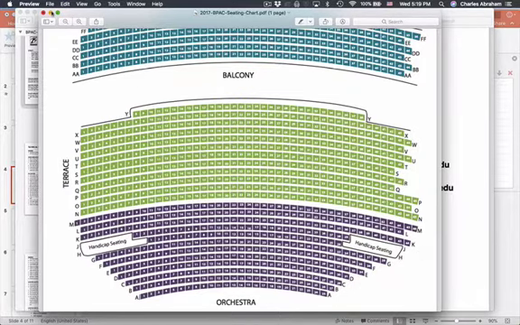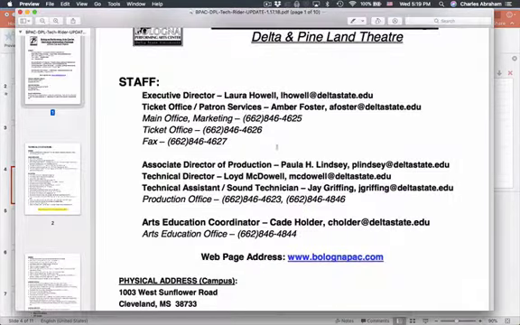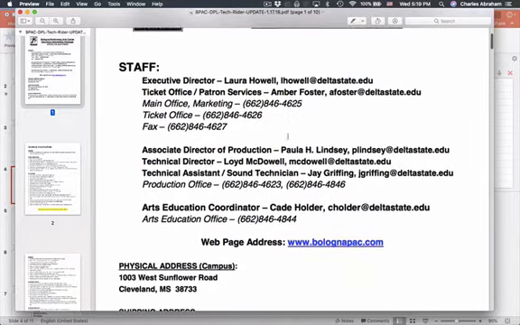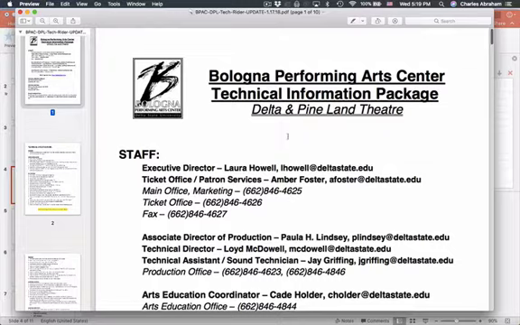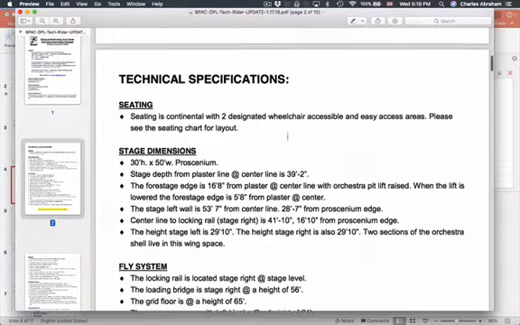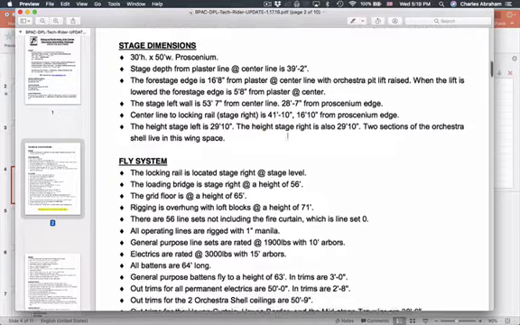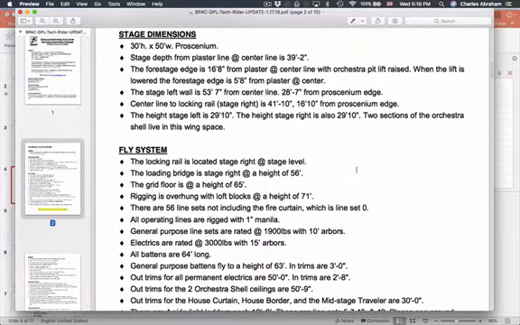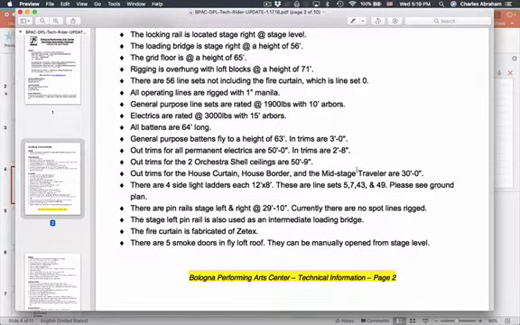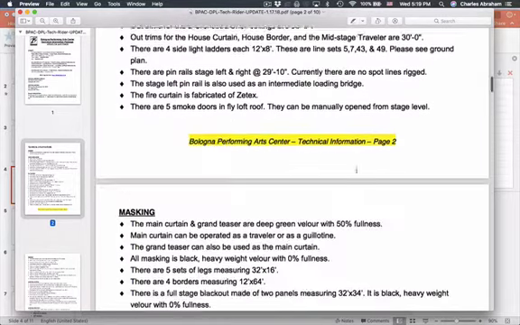The other thing that you would need to get from the venue is their tech rider, which looks like this. This is the tech specs for the stage, also at BPAC. And you can see that there's a lot of information here. It has the stage dimensions, tells you everything you need to know about the fly system, which of course is the way you hang lights and all of that sort of stuff.